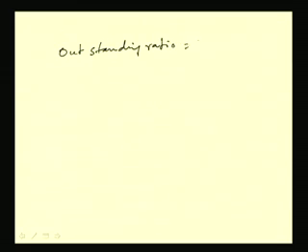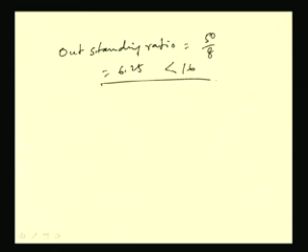Outstanding ratio will be 50 by 8 is equal to 6.25. As per codal provision it has to be less than 16. So this is okay. As per codal provision this outstanding ratio has to be less than 16. So we are getting 6.25, so it is safe.